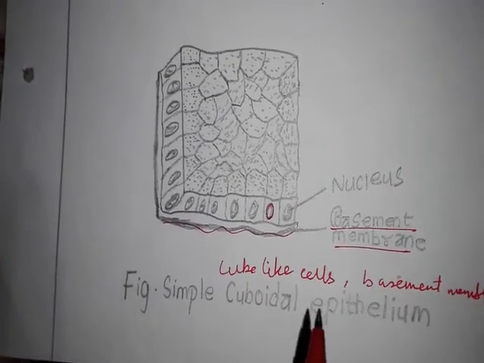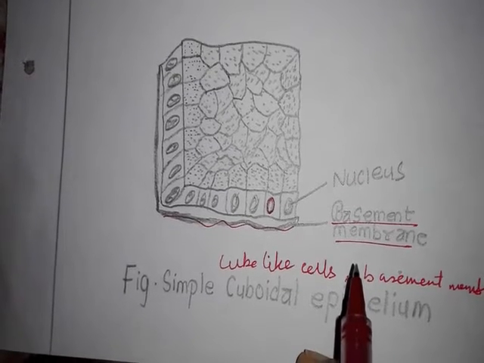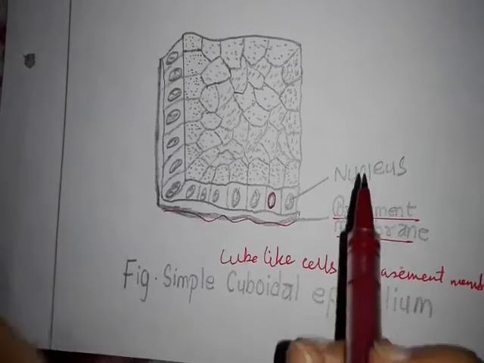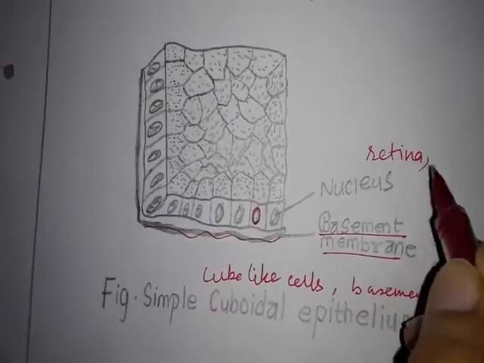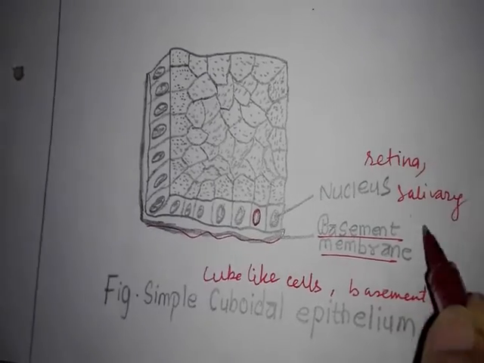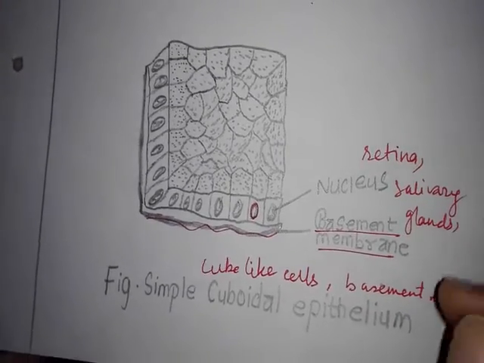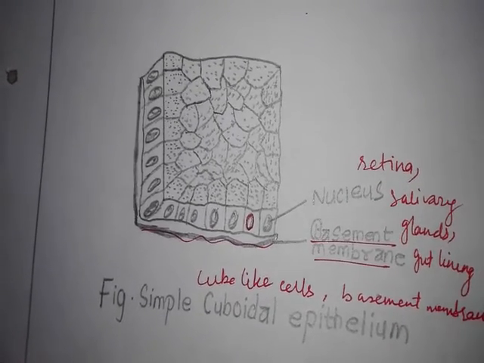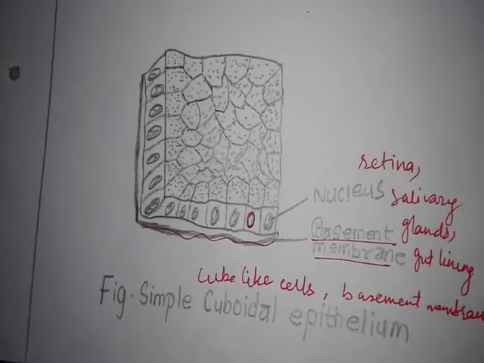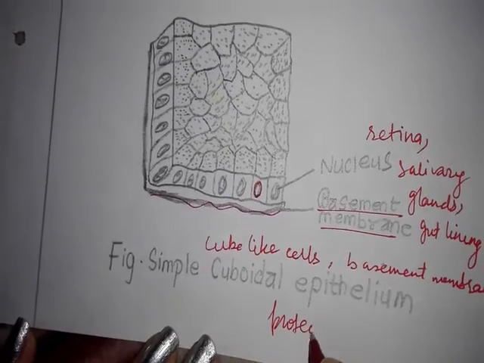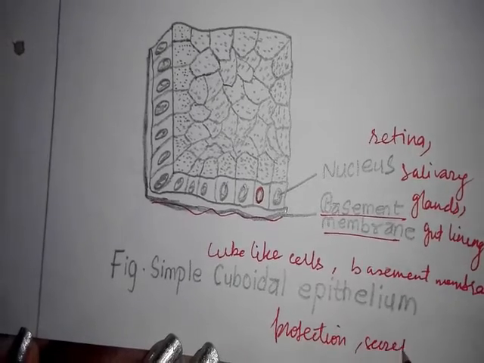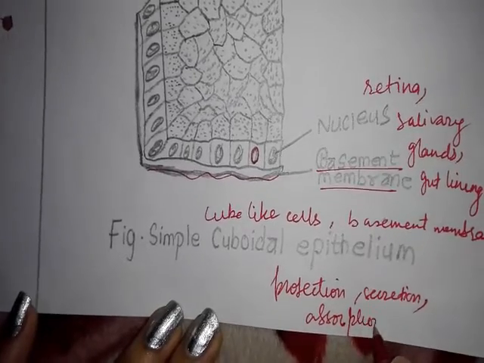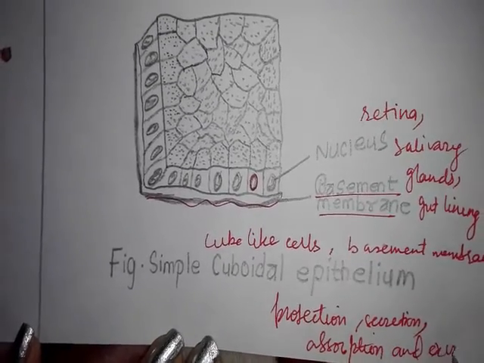It forms the lining of kidney tubules. It's mainly located in sweat glands, pigmented layer of retina, salivary glands, gut lining, and the germinal epithelium of gonads. This tissue is involved in protection, secretion, absorption, and excretion.